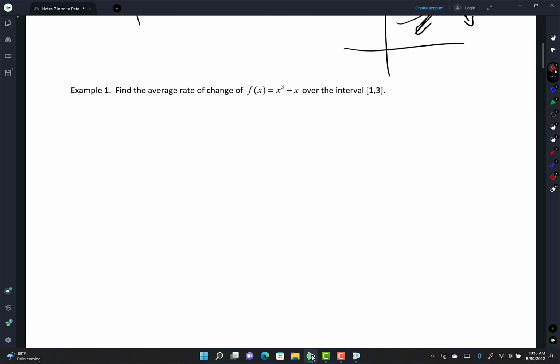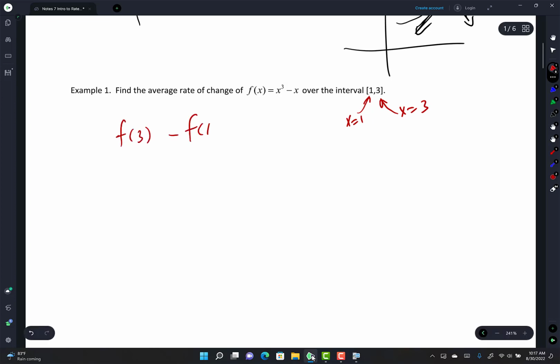Find the average rate of change of f of x equals x cubed minus x over the interval 1 to 3. Rate of change, guys. You guys have been doing this since we were in junior high. If I want the rate of change, remember, this is an x value. X equals 1, x equals 3. If I want the average rate of change between 1 and 3, all that means is this.